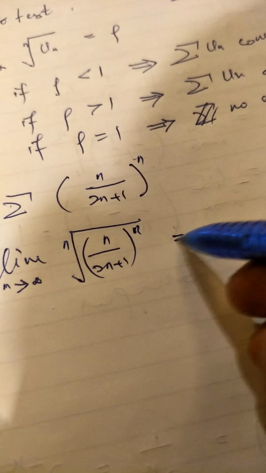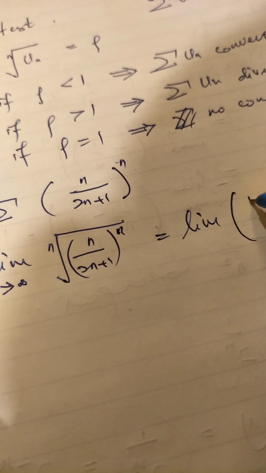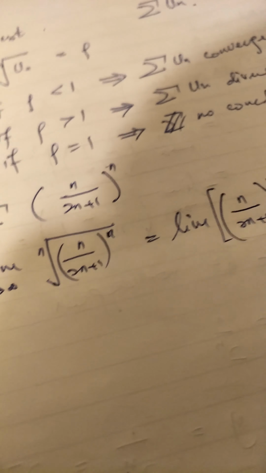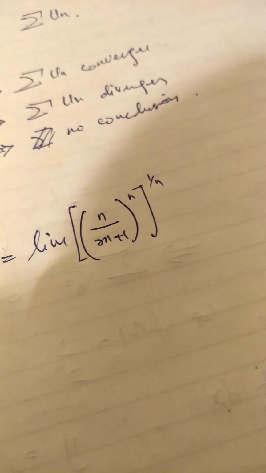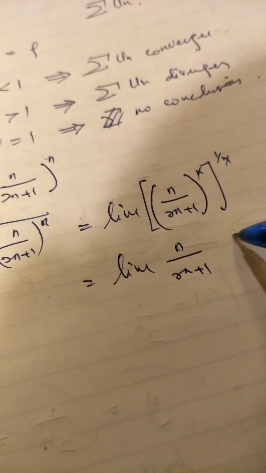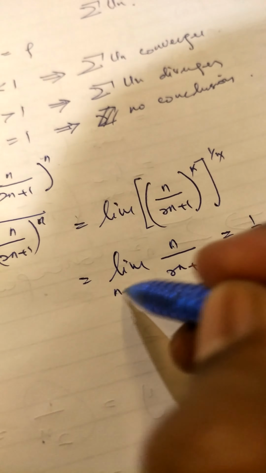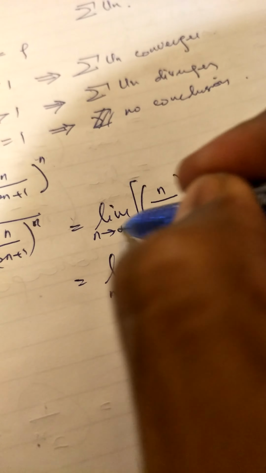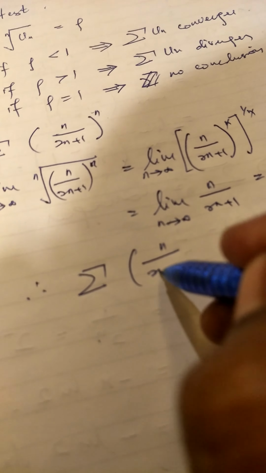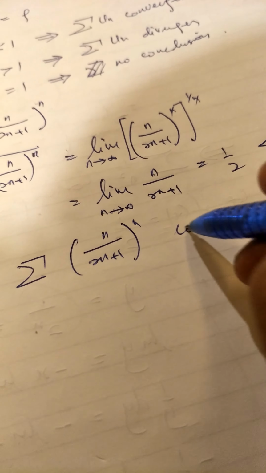So you can write that as the limit of n over 2n plus 1 to the n, to the power 1 over n. That you can cancel out. That gives you the limit of n over 2n plus 1. That gives you half, as n goes to infinity. So this is less than 1. Therefore this series, n over 2n plus 1 to the n, converges.